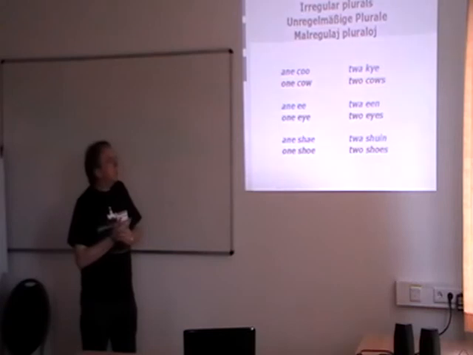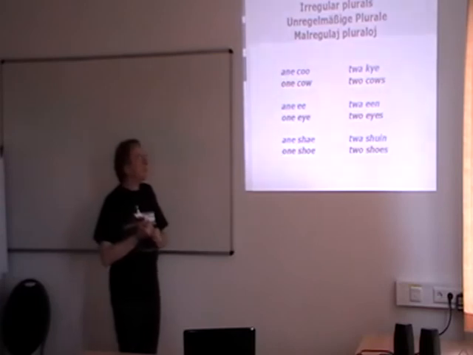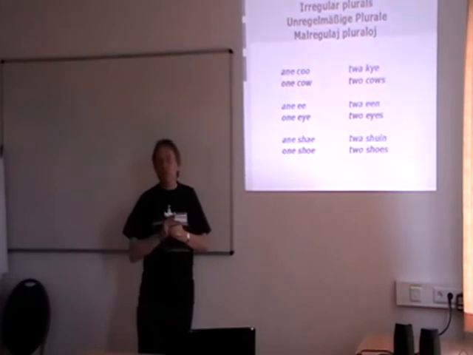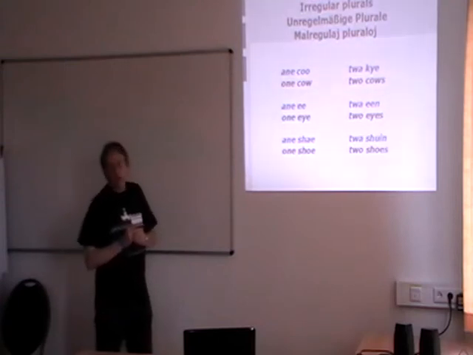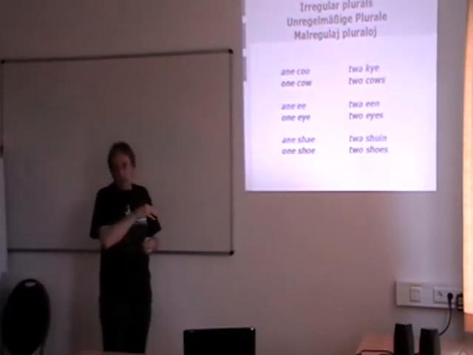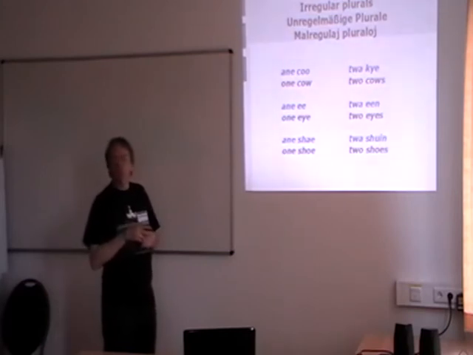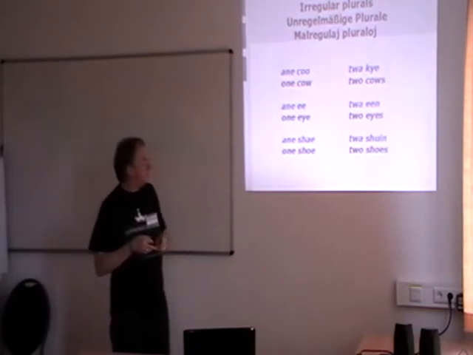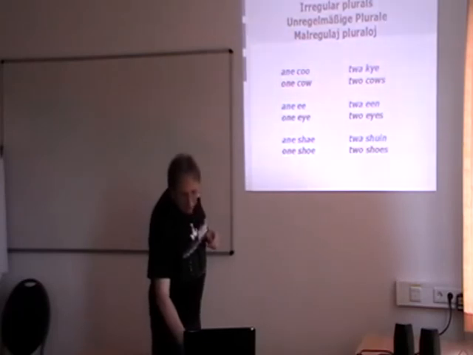Irregular plurals. Scots has conserved a few irregular plurals. Kai instead of cows. It's more and more becoming coos, but when I was younger, we would have said twa kai. Though actually, in the region that I come from, we would have said twa kai. Nowadays, it would be pretty much twa coos. And in, she, shin, again, they're becoming.